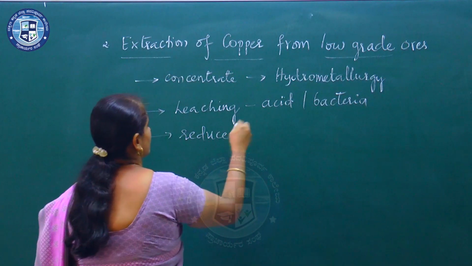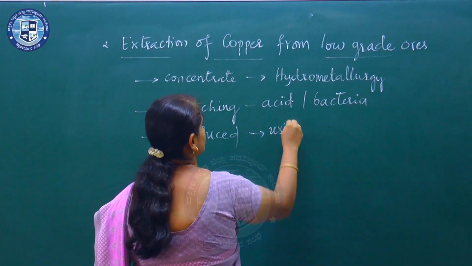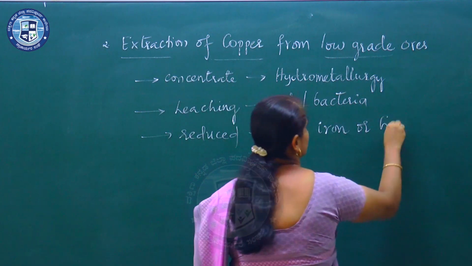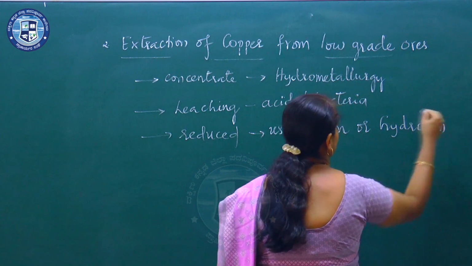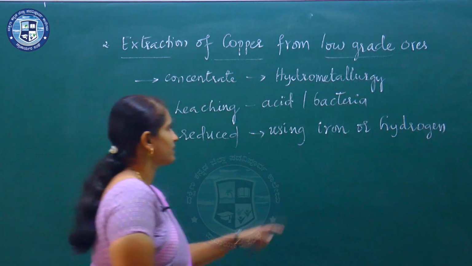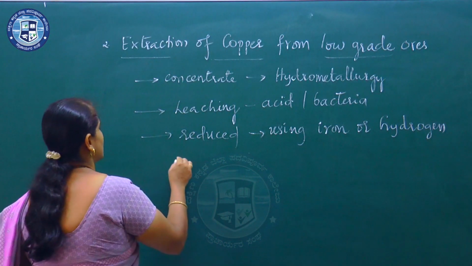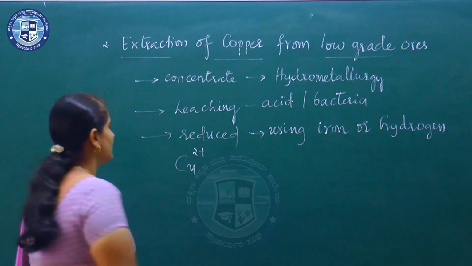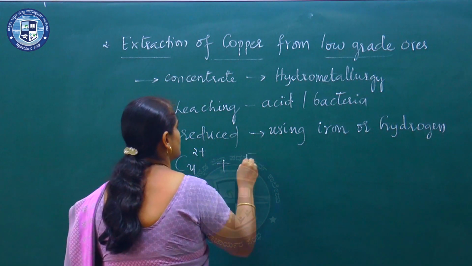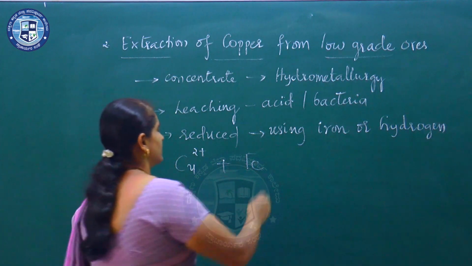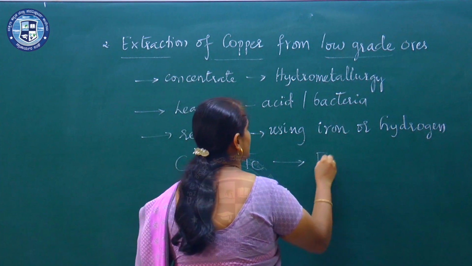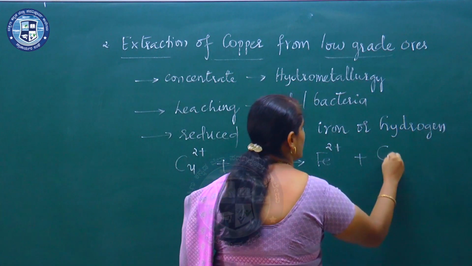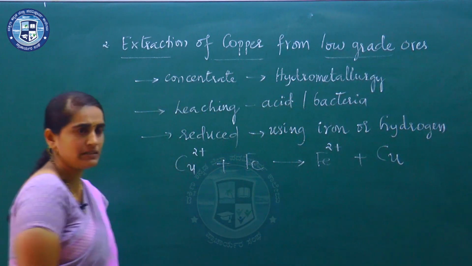It can be reduced either by using iron, Fe, or hydrogen gas. We are into the process of electrolysis, so I am interested in this third step. I take the copper in the form of copper 2 plus ions. Either it can be reduced by taking Fe, iron. What happens? This Fe, being more reactive, will go into the solution and become Fe2 plus, and copper will deposit at the cathode as Cu.